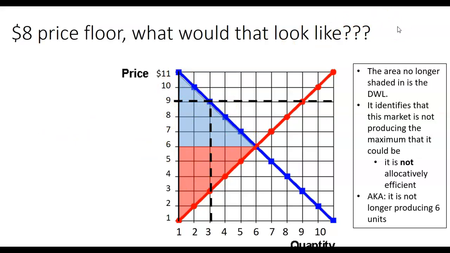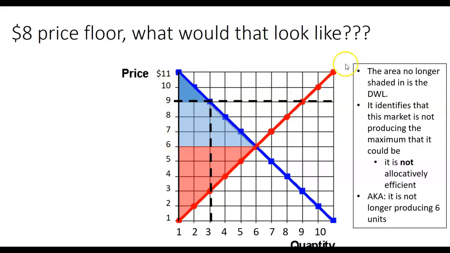So again, the demand curve shows you how much consumers are willing to pay. I was willing to spend $11. Now I get to spend $9 instead of $6. So I only gain 2 and 1 and 0, and I don't get to buy anymore.